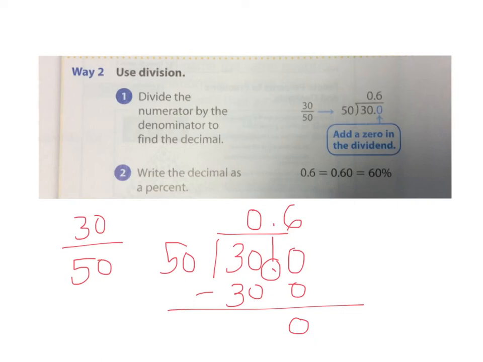Is that the same as 0.60? Yeah. That's 60 hundredths. What percent did I get? 60%. Okay, so no matter what the denominator is, you can always divide the top number, the numerator, by the denominator to find what percent you got.